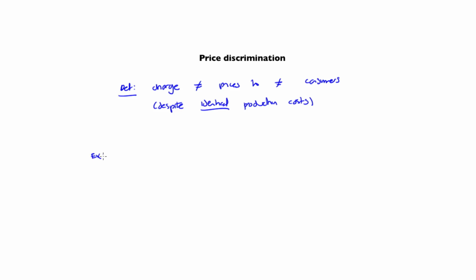And what is price discrimination? A definition is a situation in which you can charge different prices to different consumers despite identical production costs. So it's a situation in which you discriminate on the charges, on the price to consumers, but it's not because it costs you differently to service them. And to understand this better, let's look at two examples.